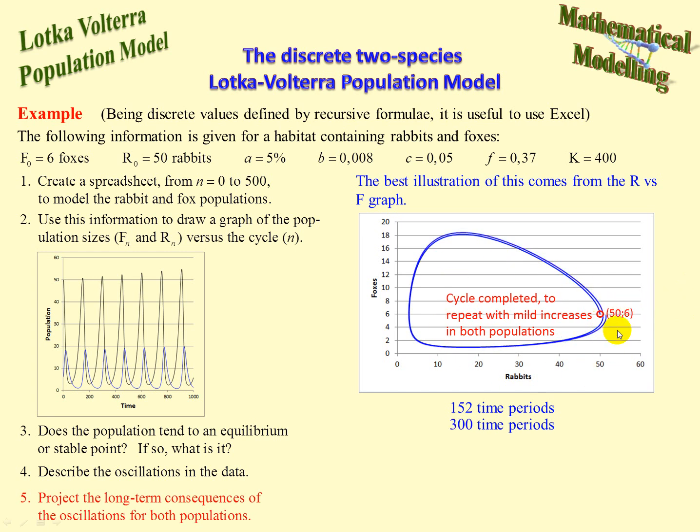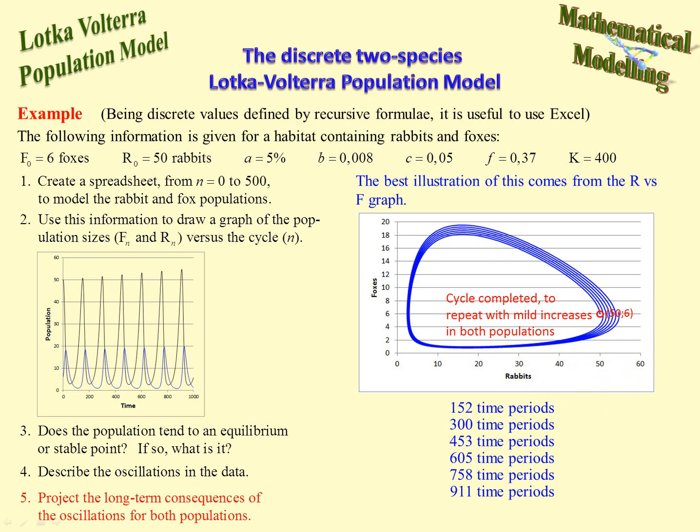Notice now I've added another cycle to there and it's going outwards again at 300 time periods. 453, we've had another cycle. Add another cycle, 605, 758, 911, and 1065. You'll notice that we have a number of cycles, but they're going outwards.